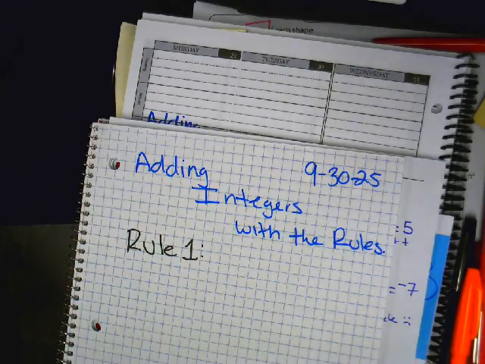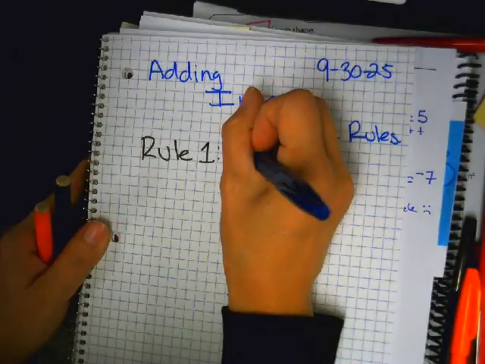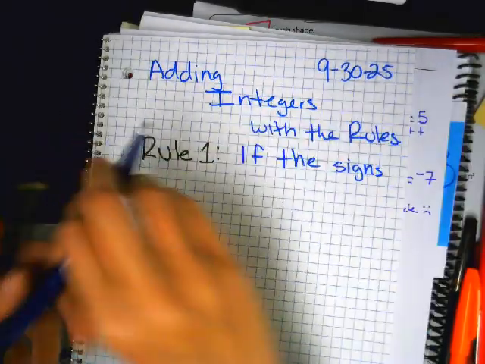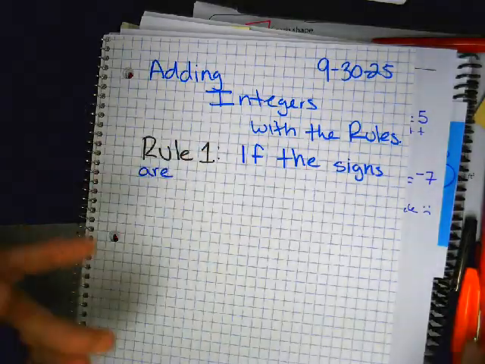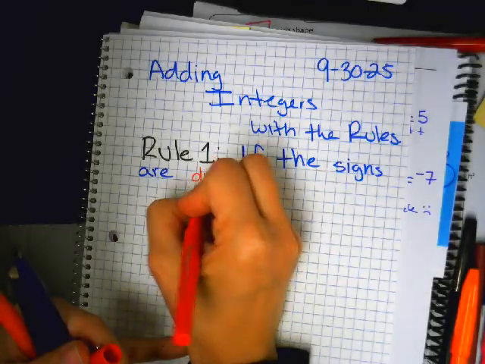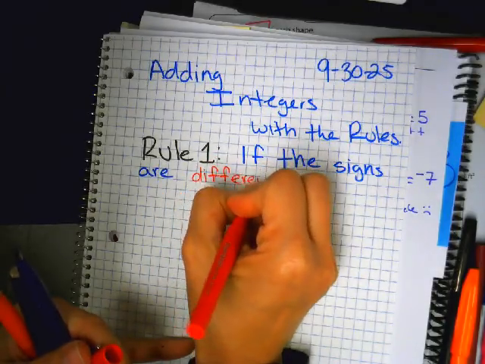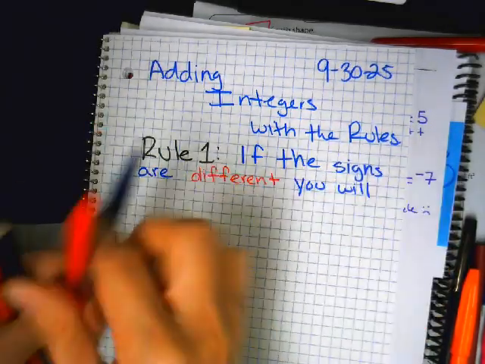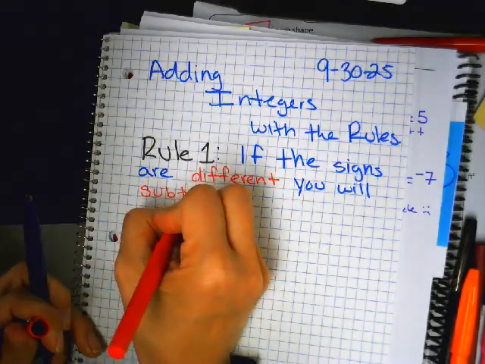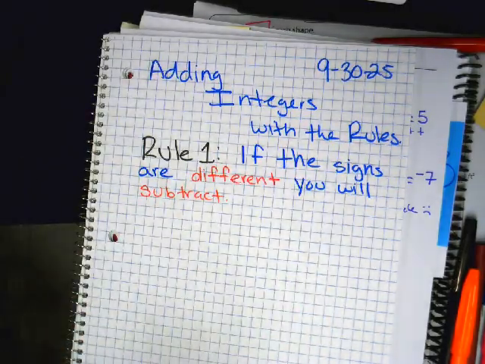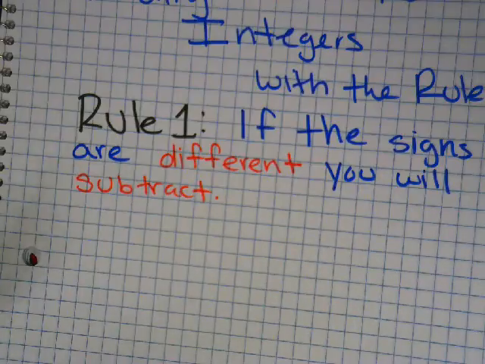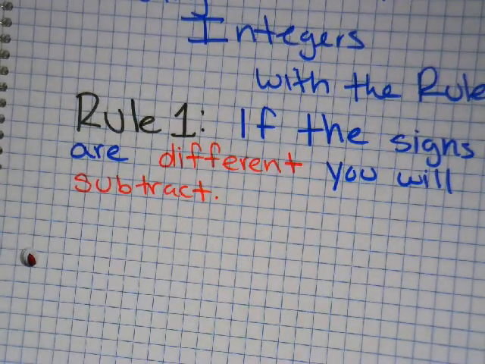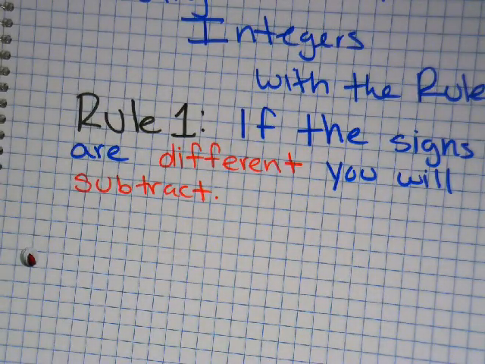All right. So here is the rule. Write this down. If the signs are different, you will subtract. If the signs are different, you will subtract. This is the why. Why am I subtracting? Because the signs are different.